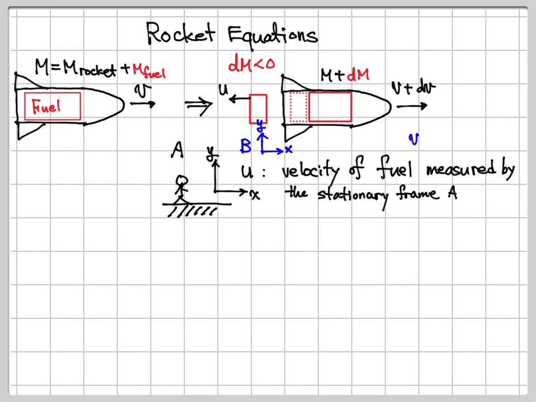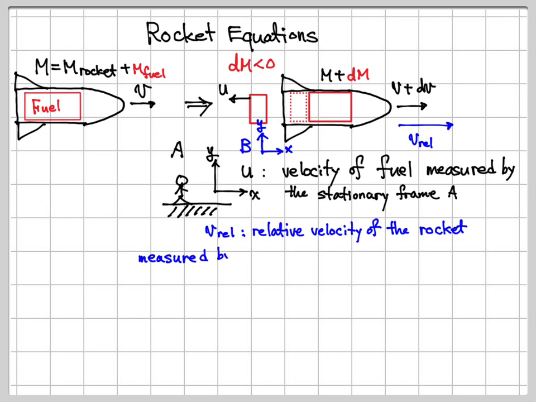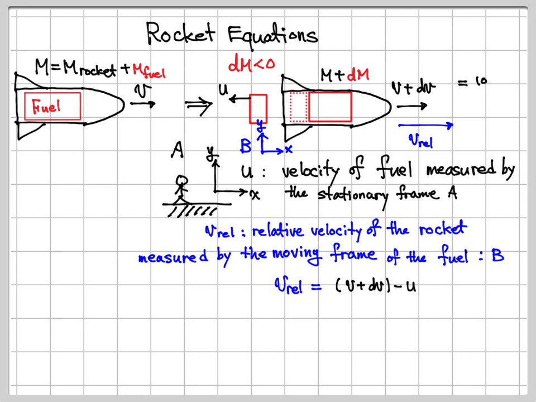Let's just say the new velocity of the rocket is v relative. v relative is the relative velocity of the rocket measured by the moving frame B. So v relative is the velocity of the rocket, v plus dv, minus the velocity of the fuel, u.